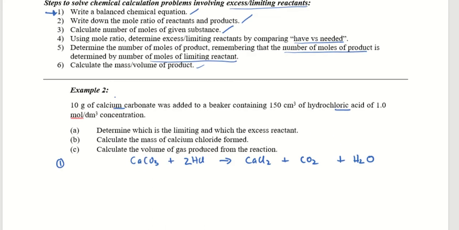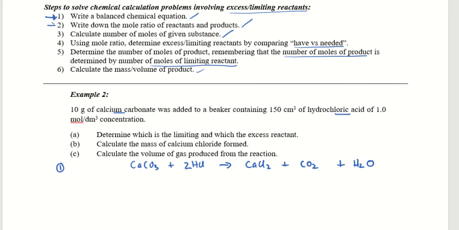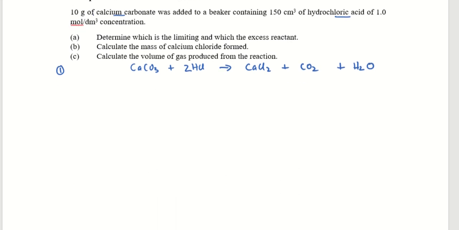Now let us take a look at step 2. We write down the mole ratio of the reactants and the products. We can see that 1 mole of calcium carbonate reacts with 2 moles of hydrochloric acid to give us 1 mole of calcium chloride, 1 mole of carbon dioxide, and 1 mole of water. We again realize that if there's no number in front of the compound, whether reactant or product, we know that there's only 1 mole there.